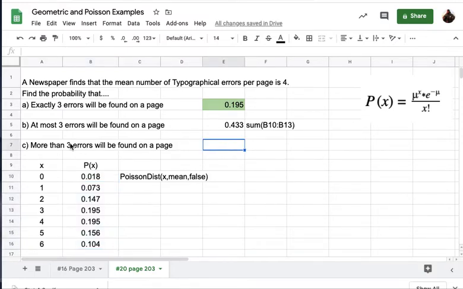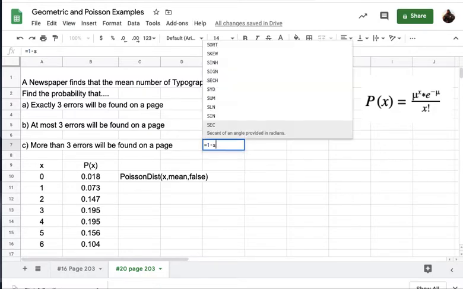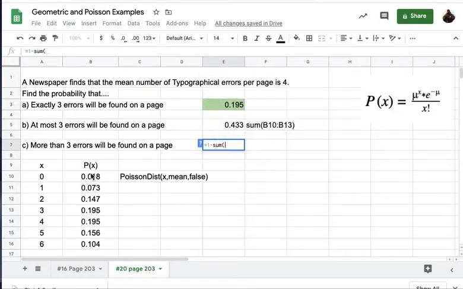Final answer here, more than 3 errors. That means anything above 3 from 4 to infinity is all an acceptable answer. So what is not acceptable to us? Well, what's not acceptable to us is 0, 1, 2, and 3. We want the probability that there's any value more than 3. So we're just going to come in here and we're going to do equals 1 minus the sum of 0, 1, 2, and 3 because those are the ones that are unacceptable outcomes to us.